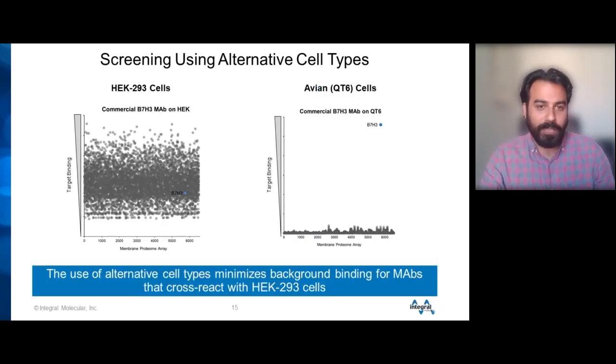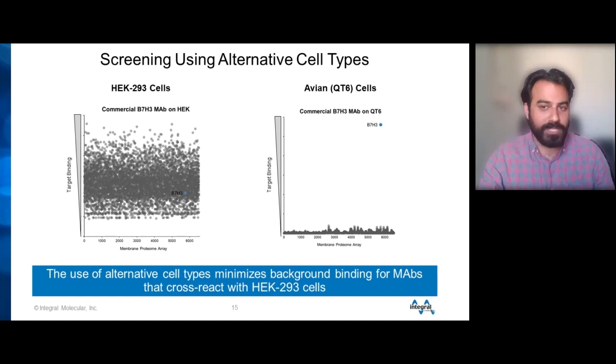Now, I'm going to move to highlight some of the advantages you will get when you're using our platform. The first being a diversity in cell lines to improve the resolution of our screens. This is important because some protein targets that are endogenously expressed in HEK293 cells, in this case B7H3, can result in a high degree of background noise that makes the screening of this molecule unfeasible. As you can see here, there is just so much noise.